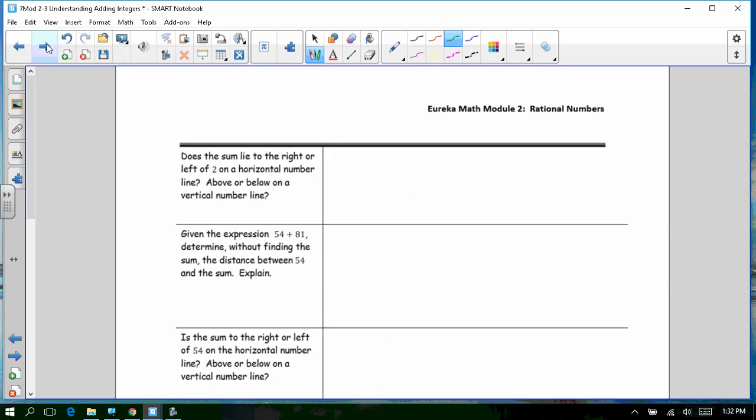Top of the next page. Does the sum lie to the right or to the left of 2 on a horizontal number line? Does the sum lie to the right or to the left? Where did our answer end up?